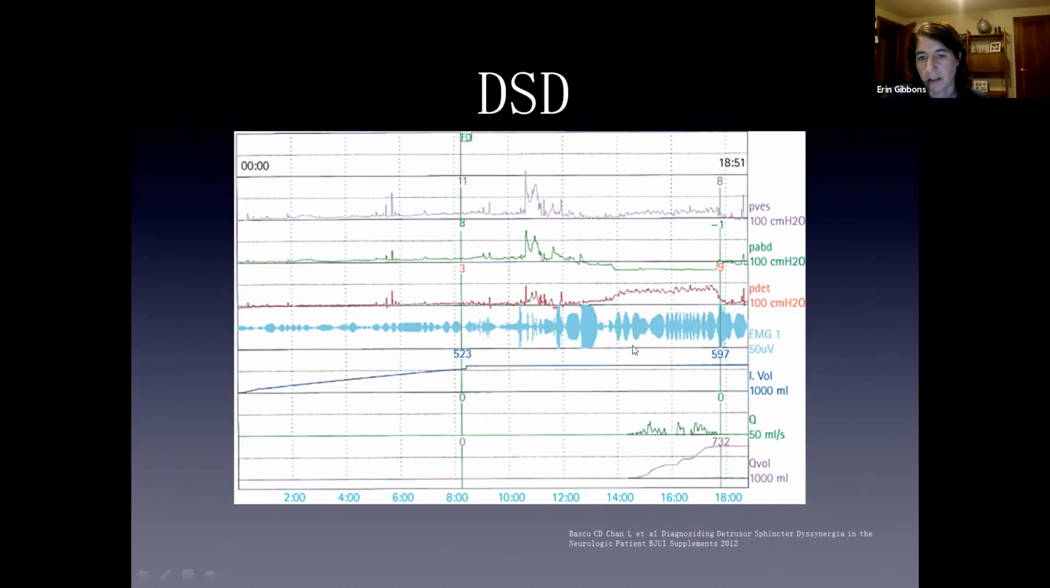So here during urination, we are still having all this EMG activity. So this should be silent. It should look as flat as it does over here. This should be all silent through here. So we have a contraction of the detrusor against an active sphincter, and that's detrusor sphincter dyssynergia.